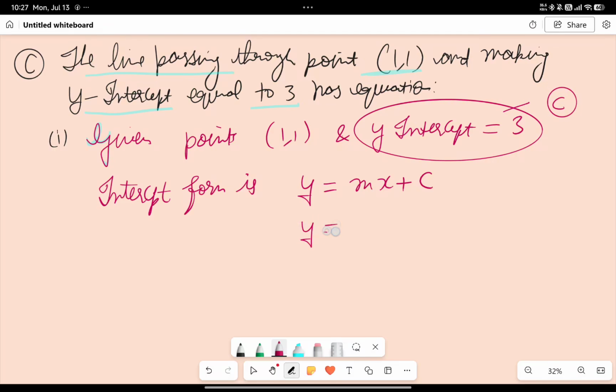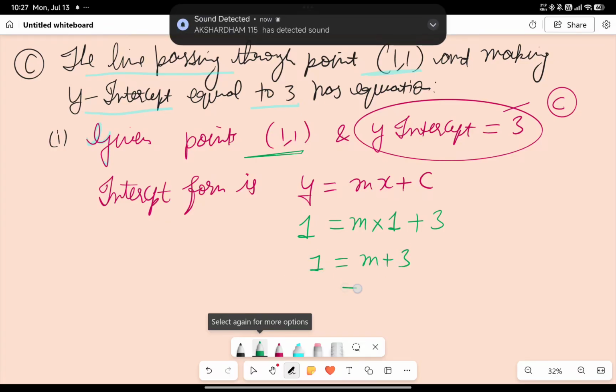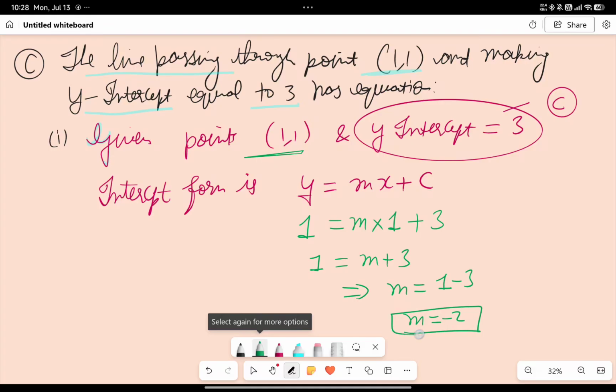Now putting this value here, x and y is 1, 1. So instead of y, I must put 1. Here x is also 1, so 1 equals m plus 3, which implies m equal to 1 minus 3. M is nothing but minus 2. So here the slope is minus 2.